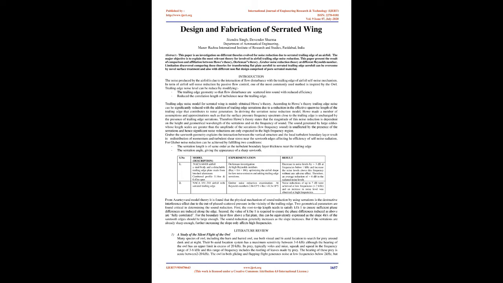From the IJERT model theory, it is found that the physical mechanism of sound reduction by using serrations is the destructive interference effect due to the out-of-phase scattered pressure in the vicinity of the trailing edge. Two geometrical parameters are found critical in determining the sound reduction. First, the root to tip length needs to satisfy K1H1 to ensure sufficient phase differences are induced along the edge. Second, the value of K1HE1 is required to ensure the phase differences induced as above are fully correlated.